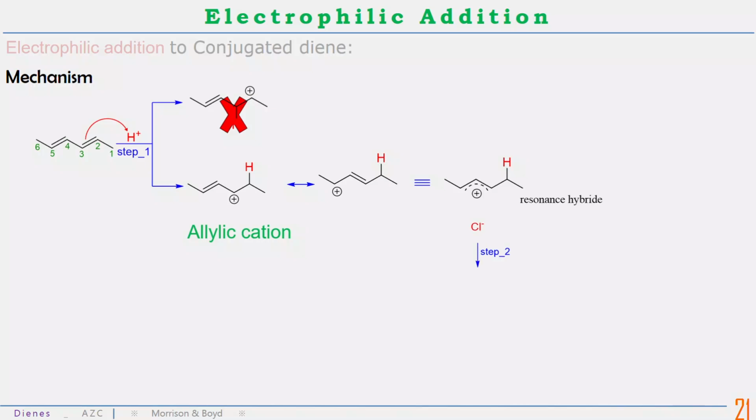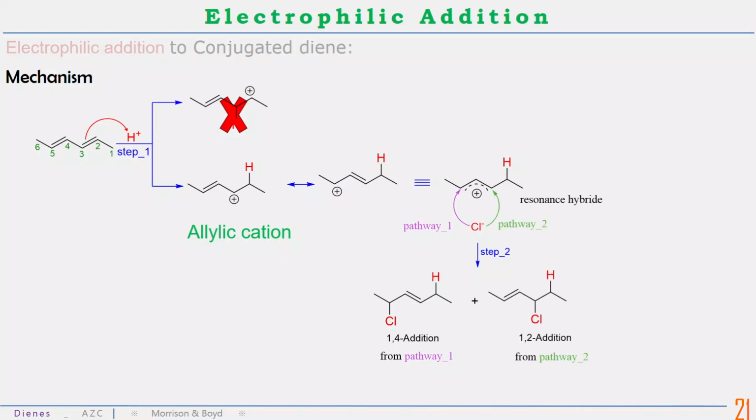Step 2 is attack of the chloride ion on the positive charge containing carbon. Due to the resonance, the positive charge is distributed at both carbon 3 and 5. If the chloride ion attacks carbon 5, this gives the 1,4 addition product. And if the chloride ion attacks carbon 3, this gives the 1,2 addition product.